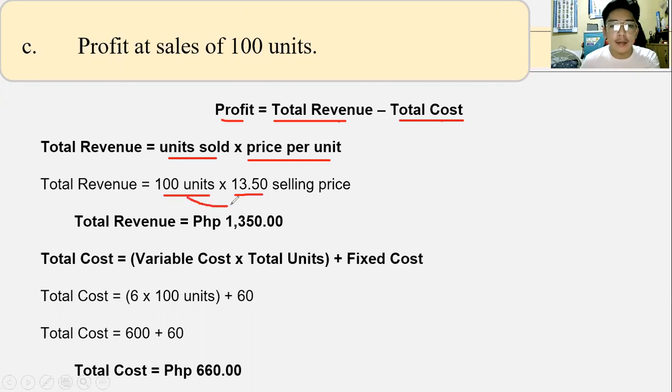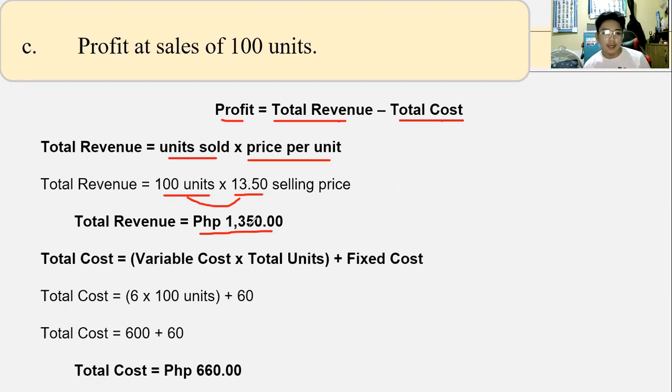We're just going to multiply this: 100 units times 13.50 is actually 1,350 pesos. So this is the revenue, or the amount of money that we're going to get if we sell 100 units of our product.